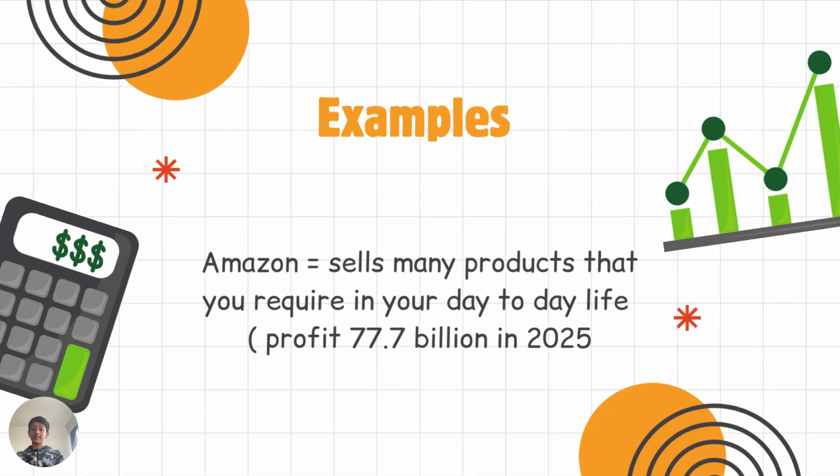Some real life examples are Amazon, which sells many products that you require in your day to day life. See, these big companies once started small. Amazon once started by only selling books online. Flipkart, a very big website, started from a small apartment. Tesla began with the idea of solving fuel pollution. None of them started massive. They started small, tested their ideas, and improved step by step.